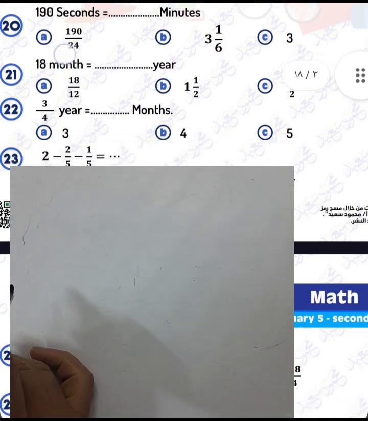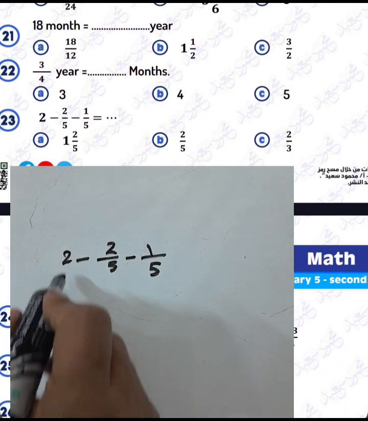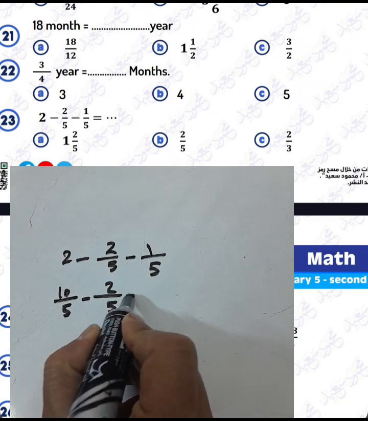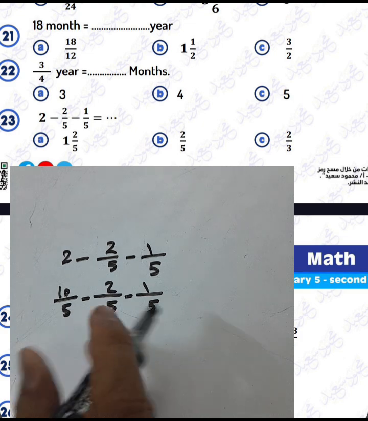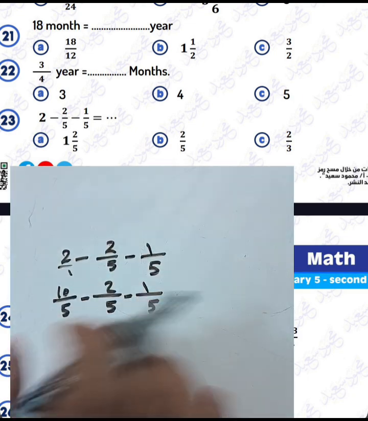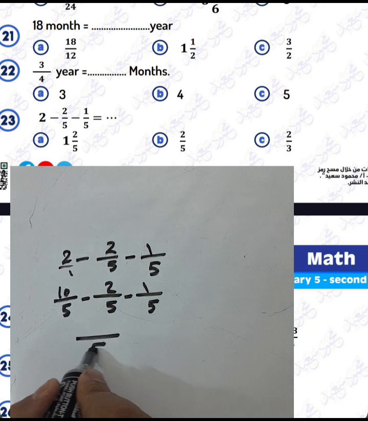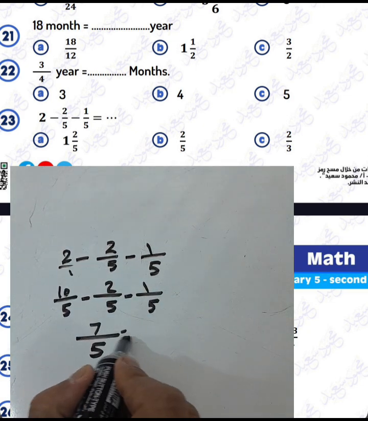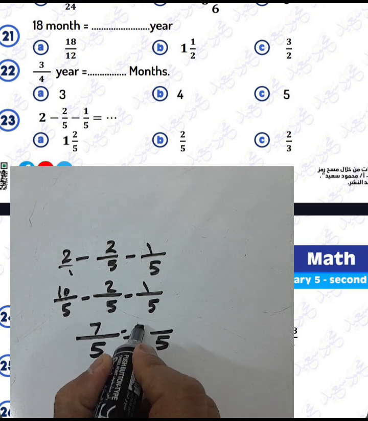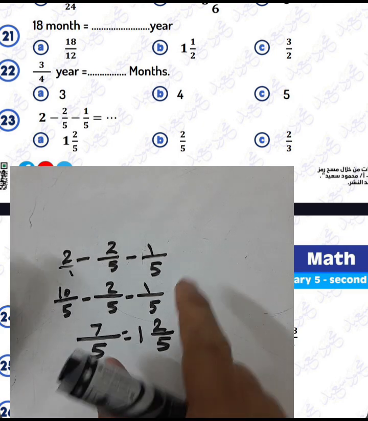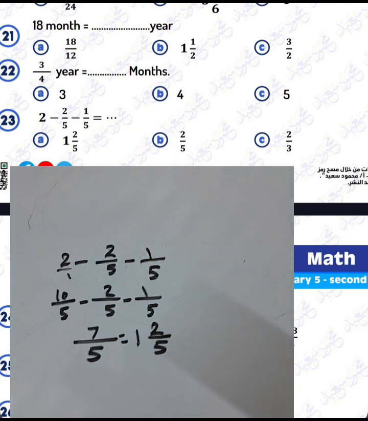9 months, okay? 2 here, it will be 10 over 5. Subtract by 2 over 5, subtract by 1 over 5. Because the least common multiplication between the denominators will be 5. You can write 5 in the denominator. 10 minus 2 it will be 8. 8 minus 1 it will be 7. Write 5 in the denominator. 7 divided by 5 equal 1 and the remainder 2. Then the result will be 1 and 2 over 5. But if you put here brackets, the result will be wrong. Don't put brackets here.